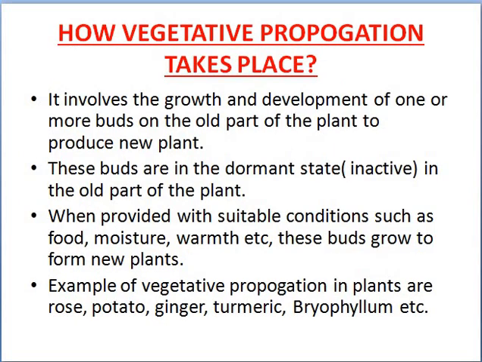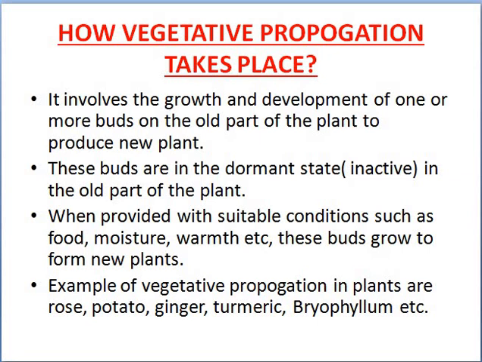How does vegetative propagation take place? It involves the growth and development of one or more buds on the old part of the plant to produce a new plant. So the first step of vegetative propagation is that on the old part of the plant, buds are formed. I hope you know what buds are.